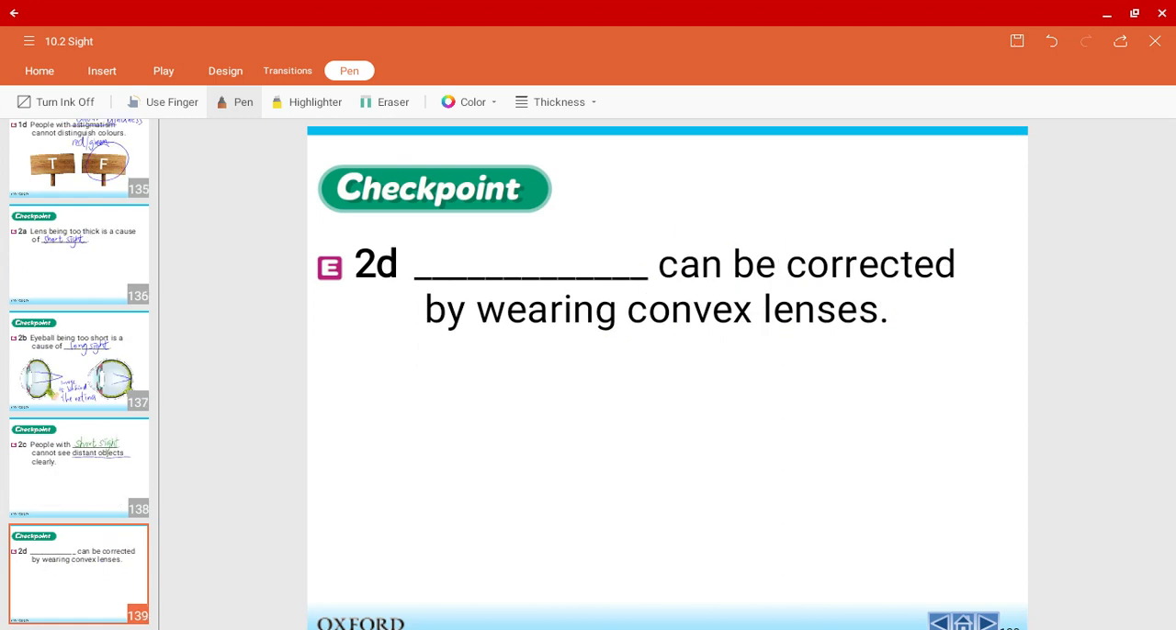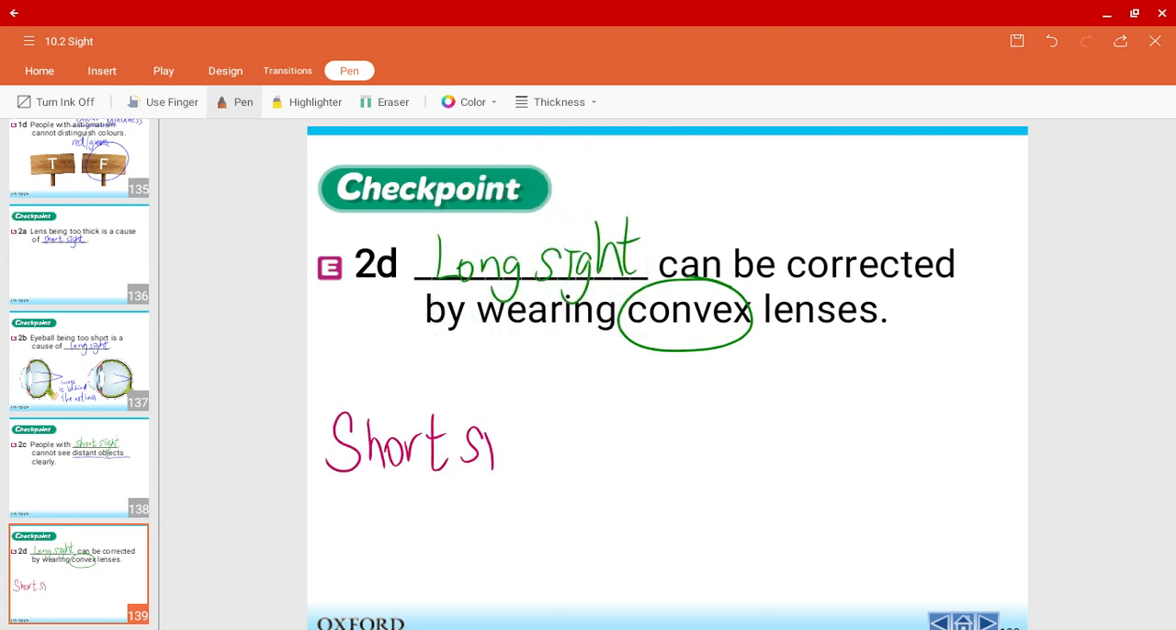And finally, okay, there are two more questions. 2D. What eye defect can be corrected by wearing convex lenses? Okay, this should be long sight. Yes. And how about for short sight? For short sight, we will need to wear concave lenses.